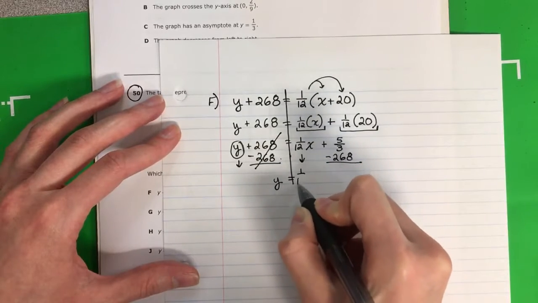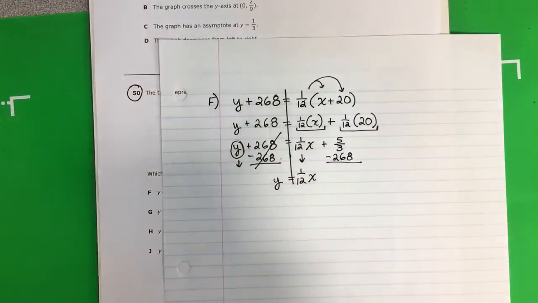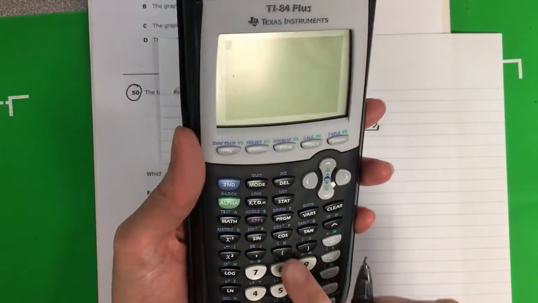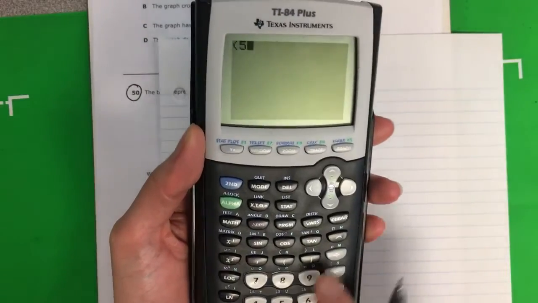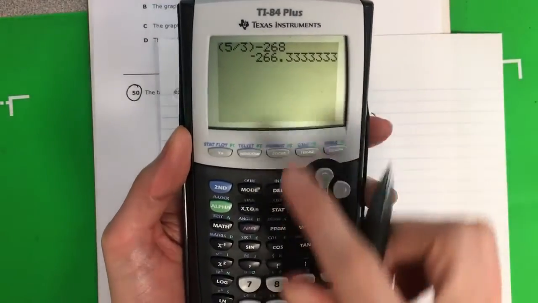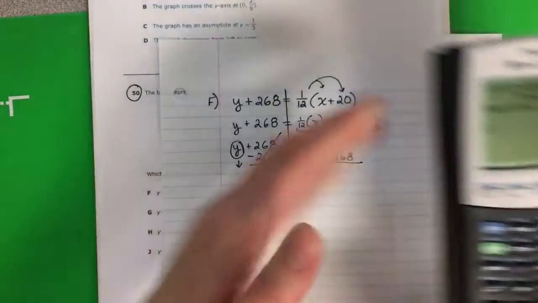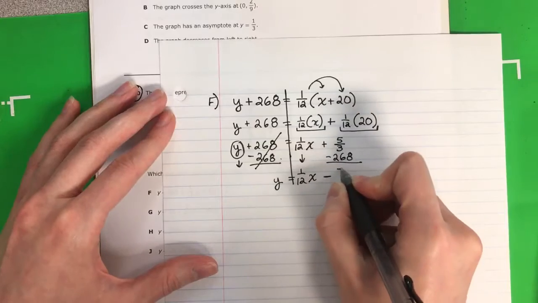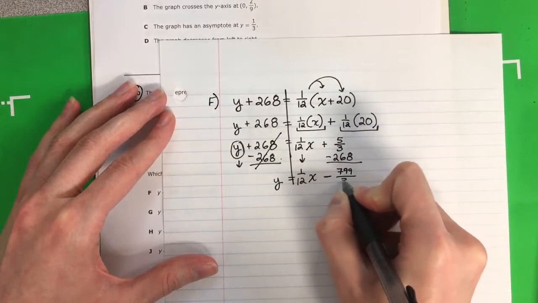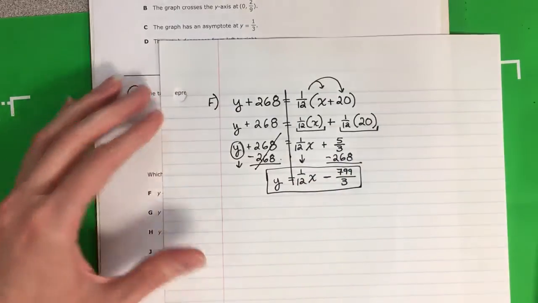Copy down 1 divided by 12x. Let's put in the calculator 5/3 minus 268. So parenthesis 5 divided by 3, parenthesis minus 268. And let's change that to a fraction. So negative 799 divided by 3. So that's my y for F.